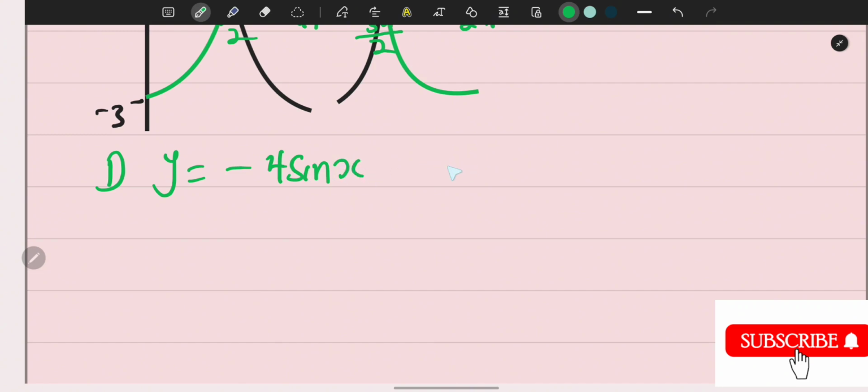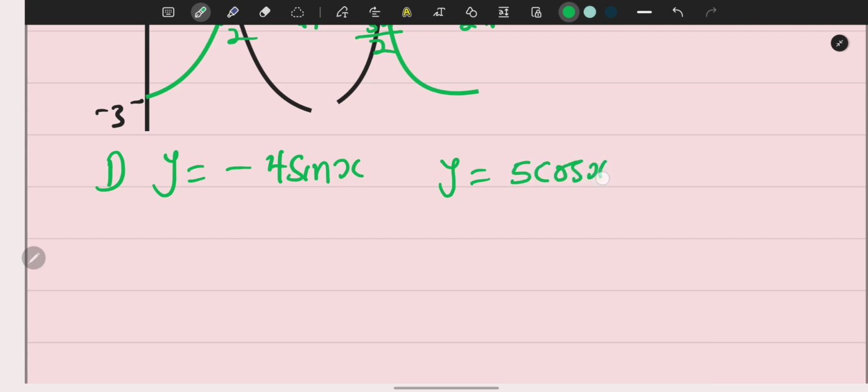But before that, I will advise you to solve this, to sketch the following functions: y equals minus 4 sine x, and y equals 5 cos x. Ensure you do that. Consider the domain of each of these to be from 0 to 2 pi. All right, thank you.